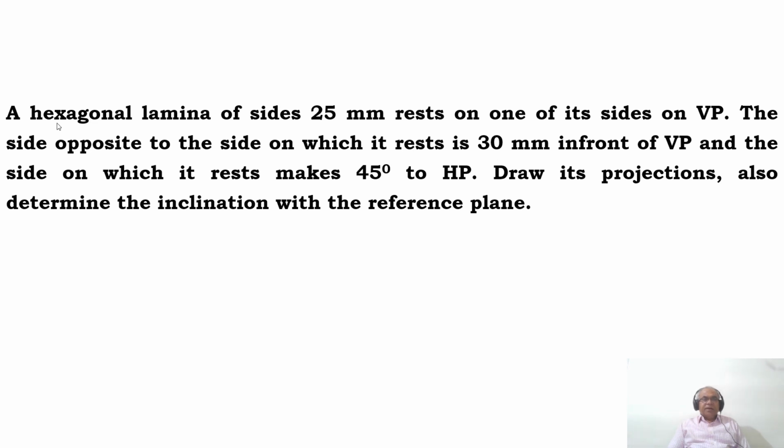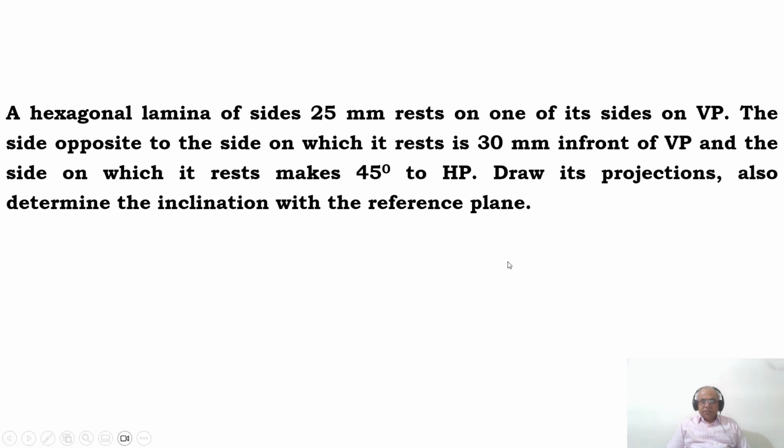The problem reads: a hexagonal lamina of sides 25 mm rests on one of its sides on VP. The side opposite to the side on which it rests is 30 mm in front of VP, and the side on which it rests makes 45 degrees to HP. Draw its projections. Also determine the inclination with the reference plane.